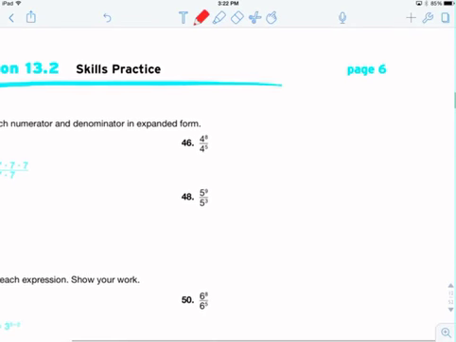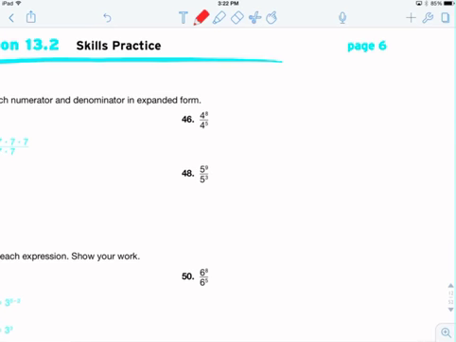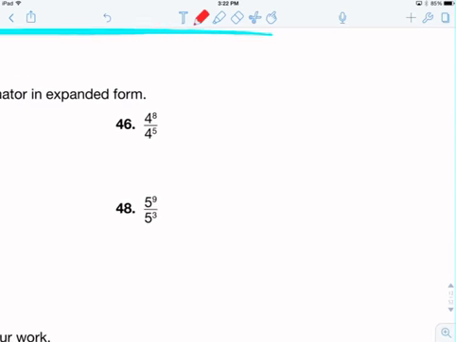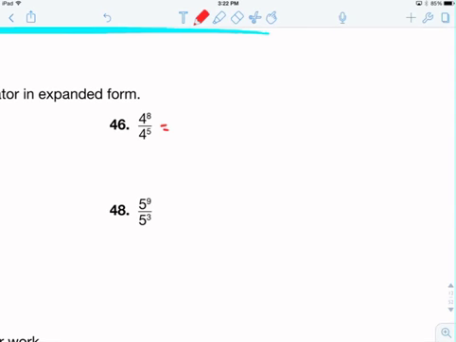Go to the next page. Any question on the next page? Let's look at 46. Do you want to write a 4 eight times, then 4 five times, and then cross them out? No. Okay, 4 to the 8th minus 4 to the 5th, right? So our answer is 4 to the 3rd.